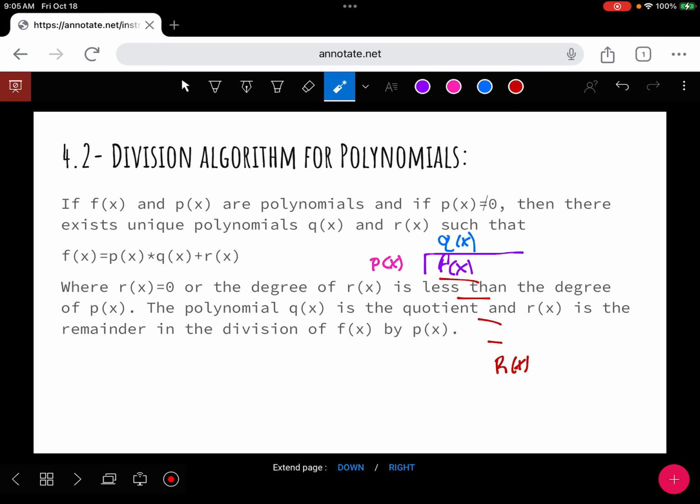And that r of x, our remainder, will have a degree of 0, or it's going to be less than the degree of our function and what we divided by.